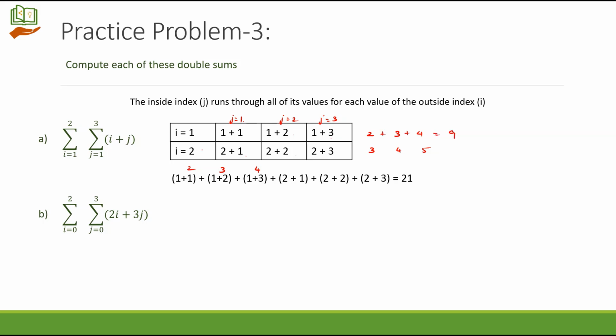Then 2 plus 1 is 3. 2 plus 2 is 4. 2 plus 3 is 5. If you sum all these together, you will get 12. What is 9 plus 12? Ultimately, you will have 21. Now, let's go for the second sum.